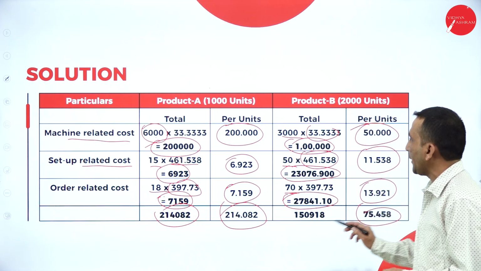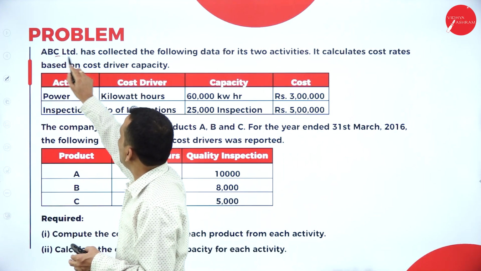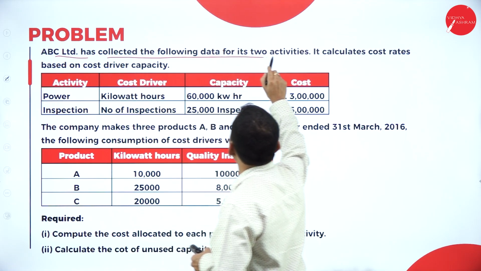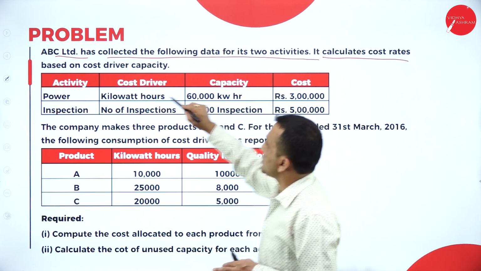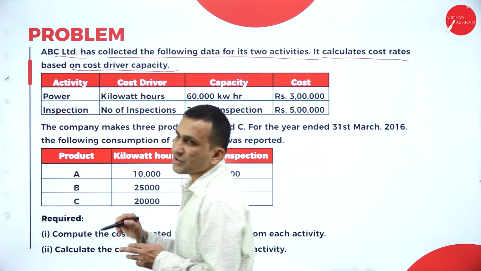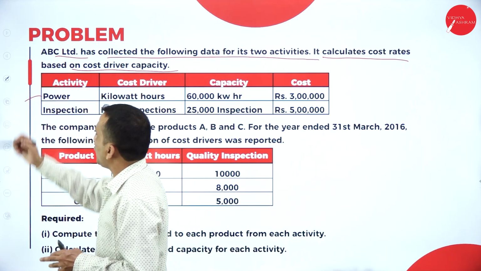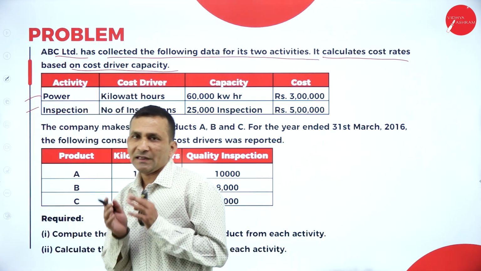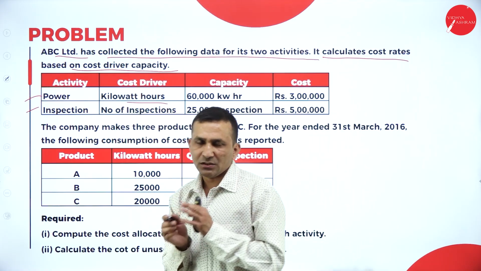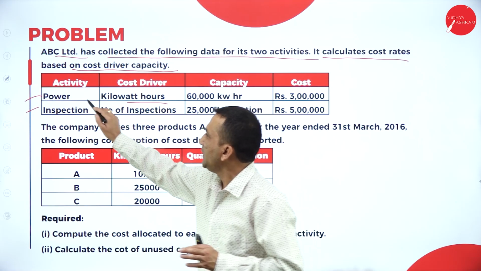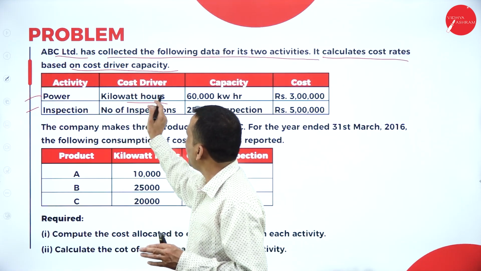Okay, both products done. Moving to the next question: ABC Limited has collected the following data for two major activities. The cost is calculated based on the cost driver capacity, which is given here. The activities are related to power and inspection. Power always comes under kilowatt hours, so the cost driver we have identified for the activity is kilowatt hours.